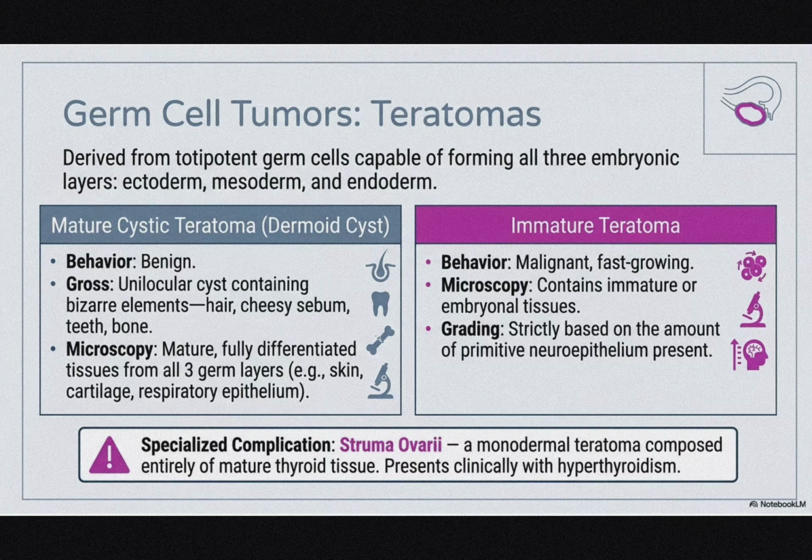Next one we have is immature teratoma. It is basically malignant and fast growing. Microscopy contains immature or embryonal tissues. We have a grading that is strictly based on the amount of primitive neuroepithelium present. We grade the immature teratomas. We have a specialized complication in the germ cell tumors, that is struma ovarii. A monodermal teratoma composed entirely of mature thyroid tissue presents clinically with hyperthyroidism. So we can have a differential diagnosis here.